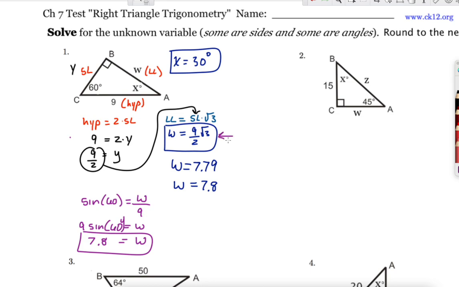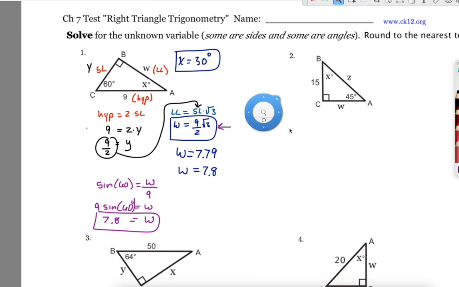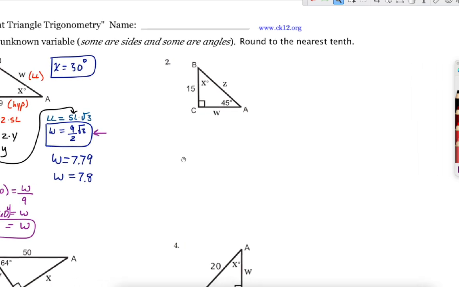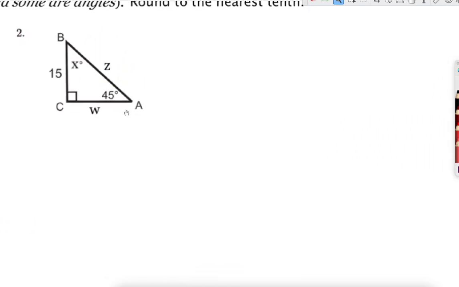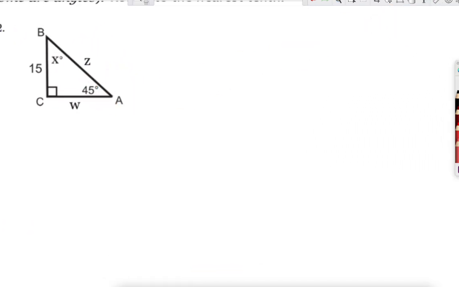This is an exact answer, the 9/2 root 3. And the 7.8 is rounded. So really the better answer is the simplified radical form. However, when asked to round to the nearest tenth, we could do it the other way as well. All right, let's look at this next one.